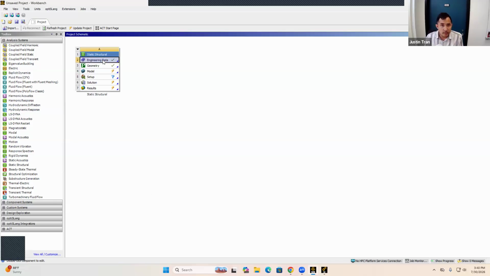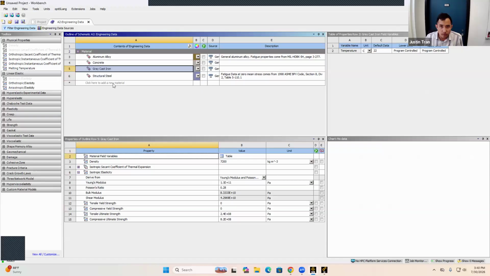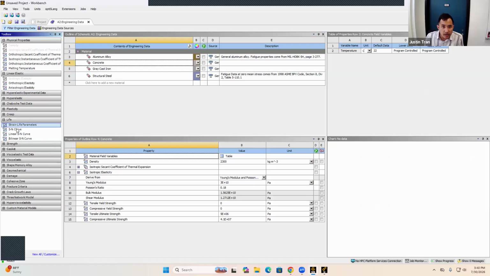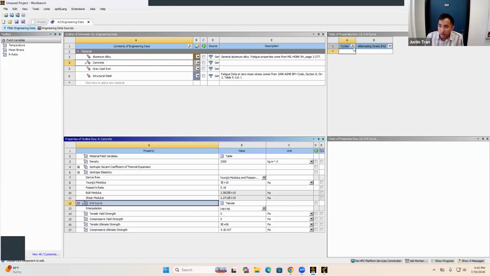Let me show you the engineering data first. It looks like the simulation did not load. All right. So if you want to add an SN curve here, let's say we want to add it for concrete. You go under here, I think it's under Life. Yes, you go to Life here, and then you go to SN curve. You click and drag it onto there, and then you can input that here. It just gives you a blank table, and you input the number of cycles and the alternating stress you specify.